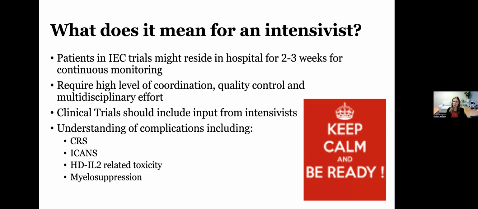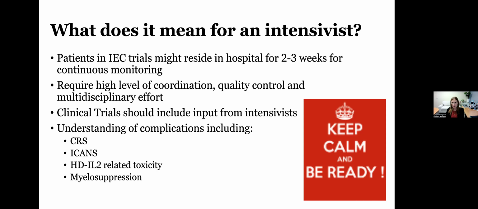And clinical trials for immune effector cell therapies, I highly advocate that we have input from intensivists for this. We need to understand the complications related to CRS, ICANS, high-dose IL-2 related toxicity that's used in some of the tumor infiltrating lymphocyte studies, and the myelosuppression that occurs in all these patients from conditioning regimens. So I think that there's going to be more and more to come as we start to see immune effector cell therapy, not just for heme malignancies or solid tumors, but even in our autoimmune conditions, and potentially, who knows, maybe even in sepsis.